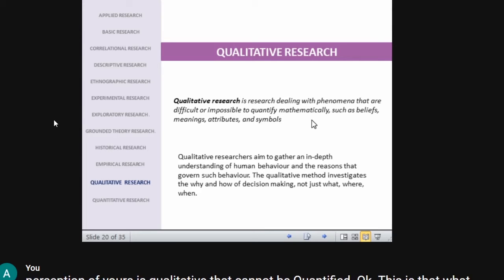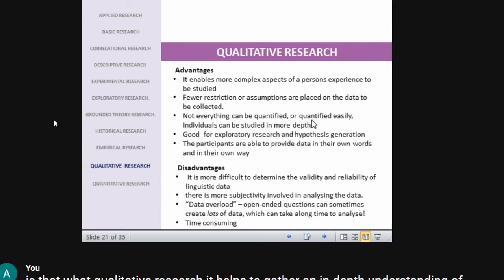So feedback you cannot write in a number, right? You have to express yourself. So that is what qualitative research is all about. It enables more complex aspects of a person's experience to be studied. And in disadvantages, it is difficult to determine the validity and reliability of linguistic data. That is true. Okay. Data overload: open-ended questions can sometimes create lots of data which takes a long time to analyze.